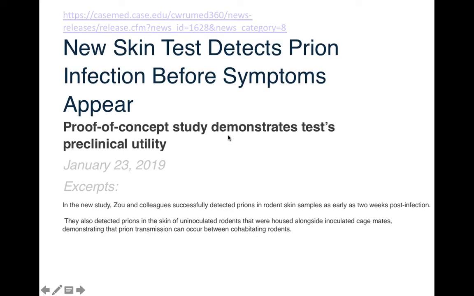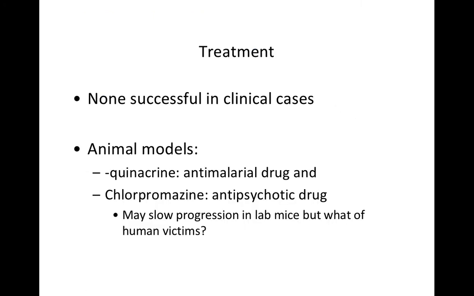So this, again, folks, you don't need to memorize this, but there's just so much work going on trying to develop new tests to detect prions. The earlier we can detect the diseases, the better, right? So this was just a skin test in rodents, right? And another thing we need, of course, would be treatment. We don't really have any successful treatment yet.